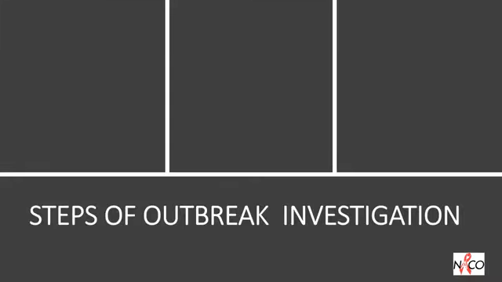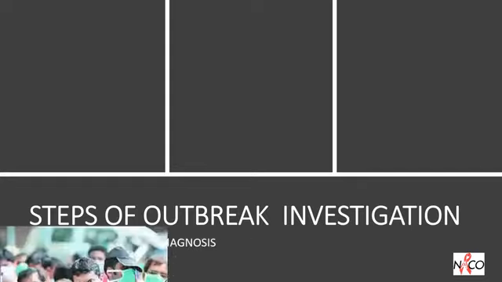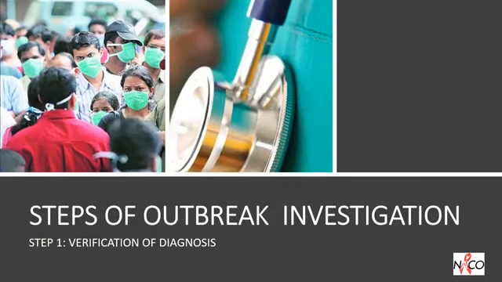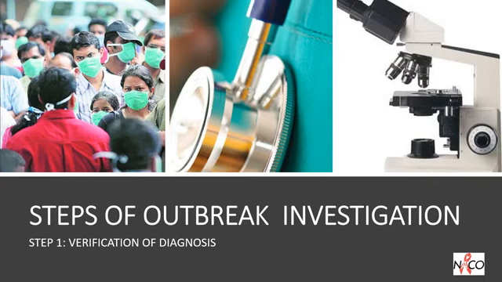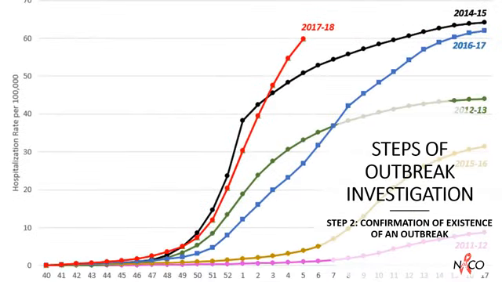Steps of outbreak investigation. Step 1: Verification of diagnosis. By clinical examination of a sample of cases, laboratory investigations are most useful for confirmation of diagnosis wherever applicable. Step 2: Confirmation of existence of an epidemic by comparing disease frequencies during the same period of previous years. Often, no such comparison is required. For example, in common source epidemics like cholera, food poisoning, and hepatitis A.